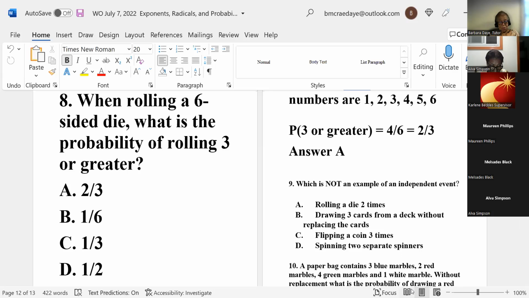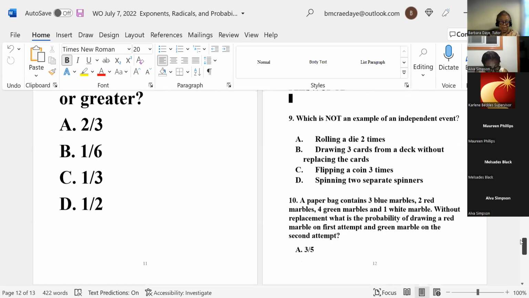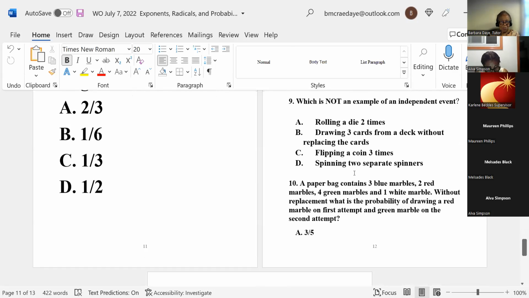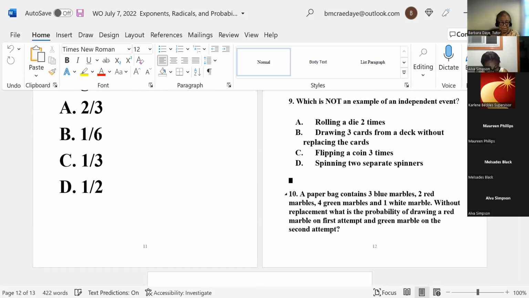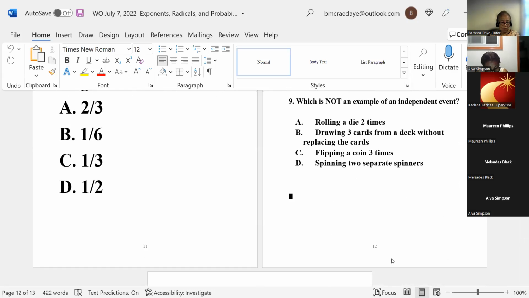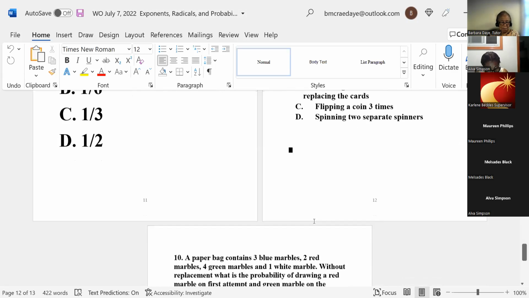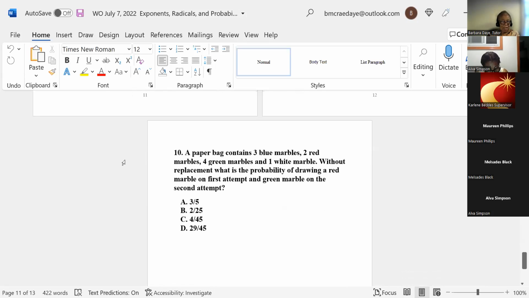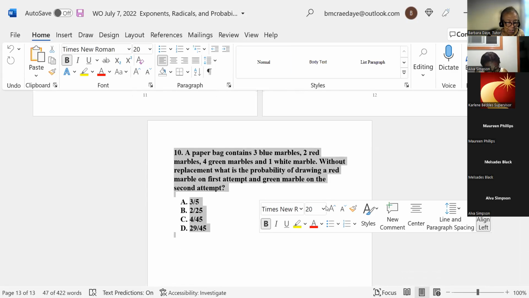Now let's go to number 10. Maureen, number 10. You didn't get that one right, but I think you can get it right. Let's go to the next page. Maureen, I want you to read number 10. Mercedes didn't have it right either. But I think you can get it right, Maureen. Let me make this bigger and you tell me what the answer is.